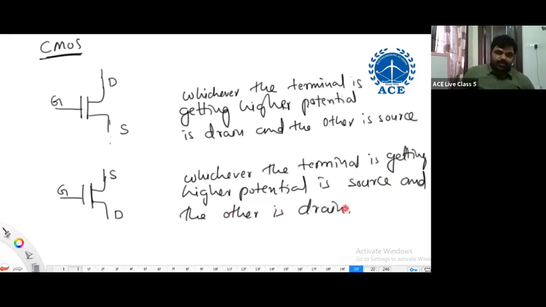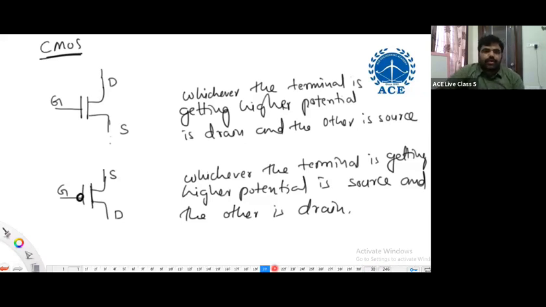While writing a P-channel MOSFET, we write the upper one as source and the lower one as drain, because assuming the supply is in the upper part, whichever is near the supply is source and whichever is far from the supply is drain for a P-channel MOSFET. For an N-channel MOSFET, whichever is near the supply is drain and whichever is far from the supply is source. That is another convention to understand which one is drain and which one is source. In N-channel MOSFET, higher potential is drain and lower potential is source. For P-channel MOSFET, higher potential is source and lower potential is drain.